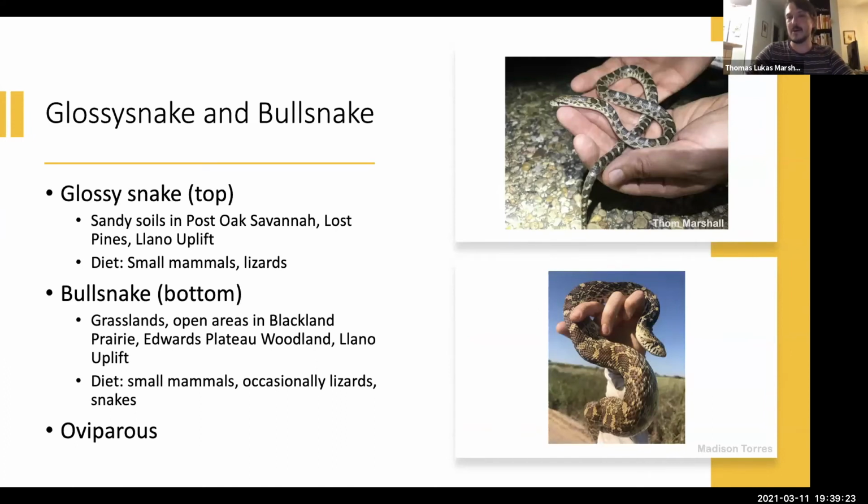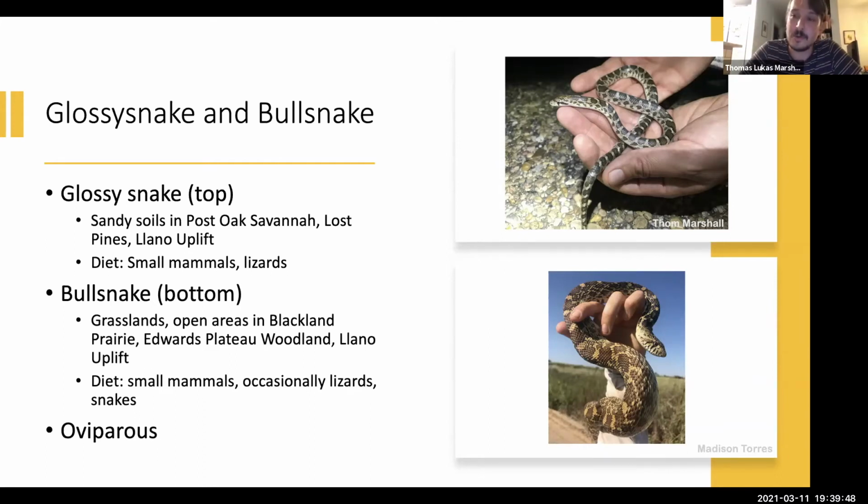Also, some snakes that aren't widespread across central Texas but are common in certain areas are the glossy snake and the bull snake. So the glossy snake here pictured up at the top, this is a juvenile. These snakes do get larger, can range from about 3 to 4 feet on average. They're specialists in terms of the habitat that they are found in.